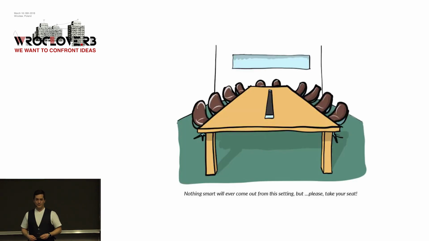So have a meeting. I stole this graphic from Alberto's book, so please don't sue me. Hi, Alberto. So have a meeting. Put people on a table, in a circle. Let them talk. Nothing smart ever comes from this setting. Because people that sit next to you are your allies. You sit shoulder to shoulder, you can whisper like, yeah, that guy's an idiot, yeah, I know, cool.